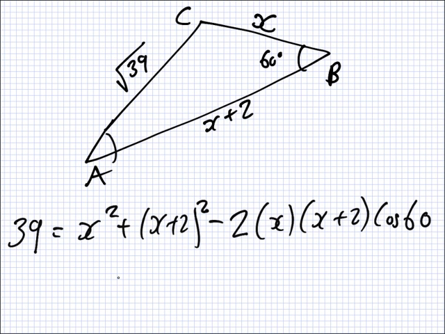Wait, so do you just remove the roots? Yeah, because I squared it. So it was originally like this, root 39 squared, which just becomes 39. You can write it like this if you prefer.